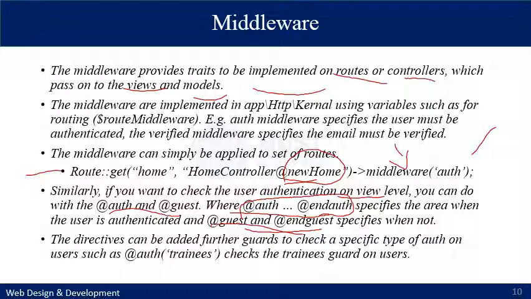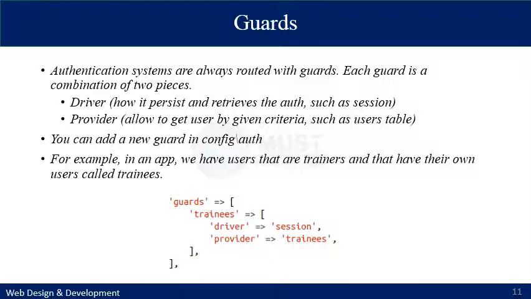The directives can be given a further guard to check the specific type of authentication on a user, such as which group the user is from. For example, auth trainees checks the user guard on the users of trainees type. So most authentication systems are always rooted in guards. Each guard is a combination of two pieces, the driver and the provider.